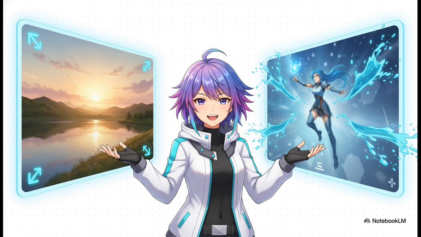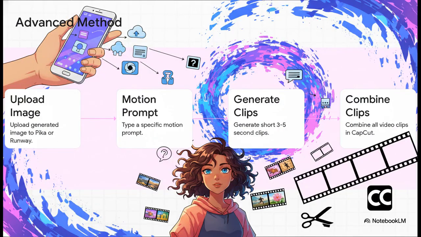But if you want actual moving characters, flowing water, dynamic camera pans, you definitely want the advanced route. This means using generative AI video tools like Pika Labs or Runway ML to actually animate the specific elements inside your images. If you do choose that advanced method, here's how it goes. You upload your static image to Pika or Runway, and you type in exactly what you want to move, say, hair blowing in the wind. The AI then generates these short 3 to 5 second video clips.